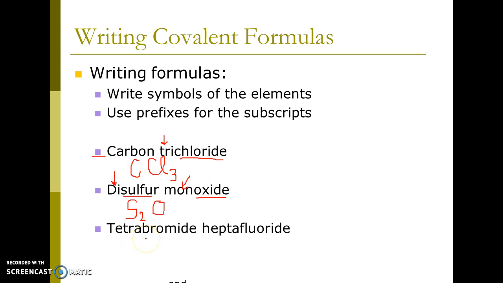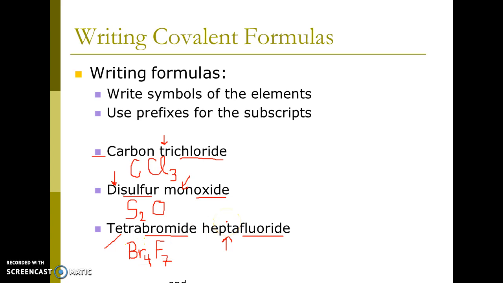Finally, we have tetrabromide heptafluoride. I'm going to find bromine on the periodic table, and I'm going to write its symbol, which is Br. I'm going to look at its prefix, which says tetra. Tetra is the prefix for 4, so I'm going to write Br4. My second element is fluorine, so I'm going to write an F for fluorine. And then I'm going to look at its prefix here, which is hepta. Hepta is the prefix for 7, so I'm going to put a 7 here.